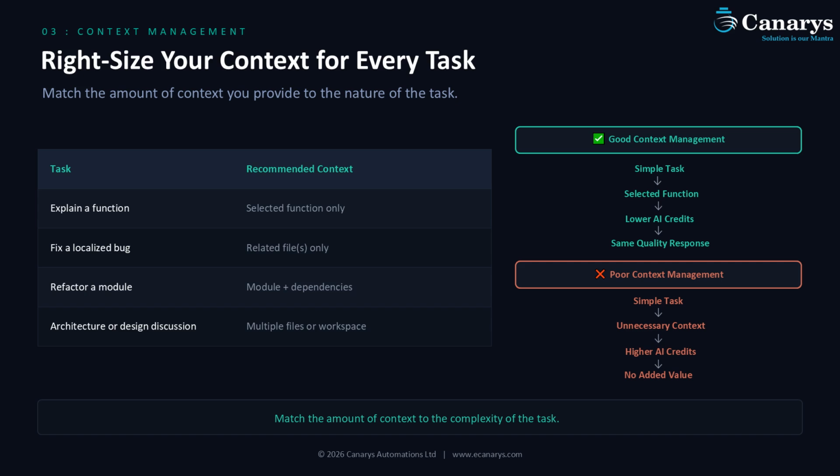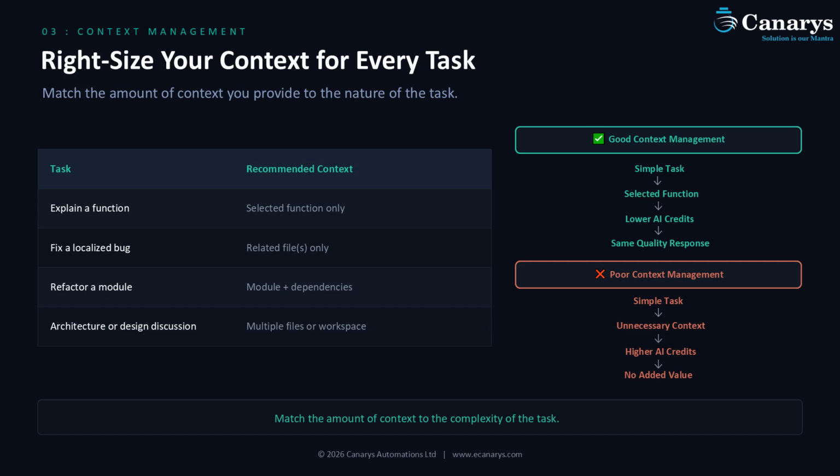One important principle is to match the amount of context to the task rather than providing everything by default. As you can see, different types of tasks naturally require different levels of context. The key takeaway is that AI credit efficiency isn't about using the least context. It's about using only what's necessary. When the context is well scoped, Copilot can still generate high-quality responses while avoiding unnecessary token processing and AI credit consumption. So, how do we consistently keep our context focused in day-to-day development?